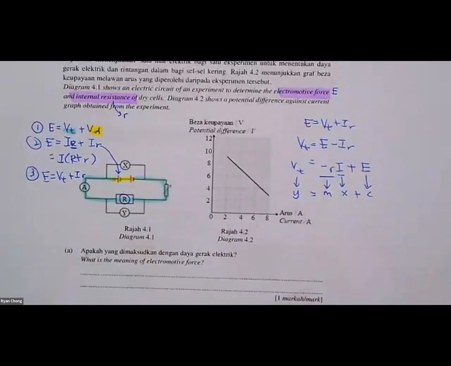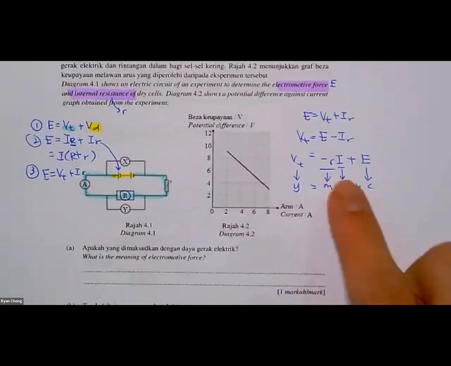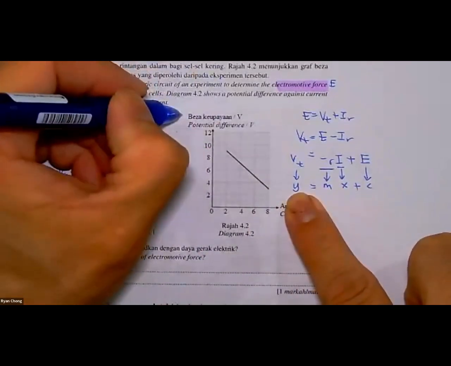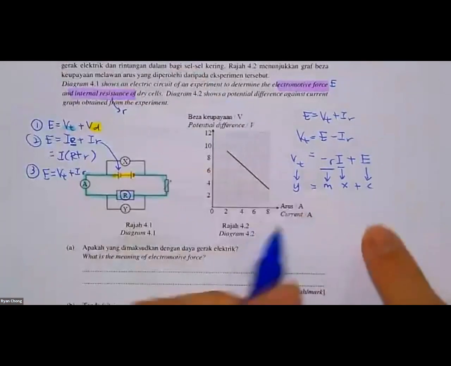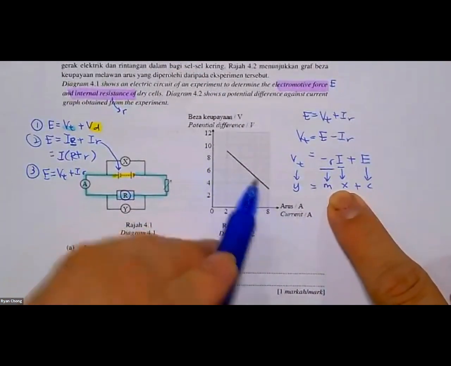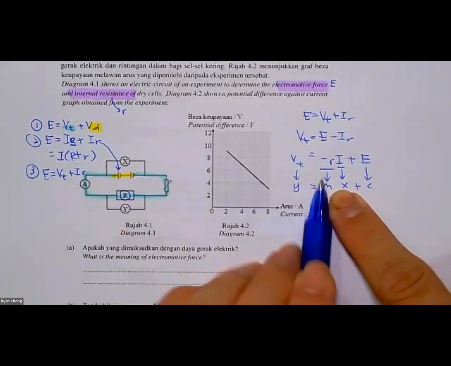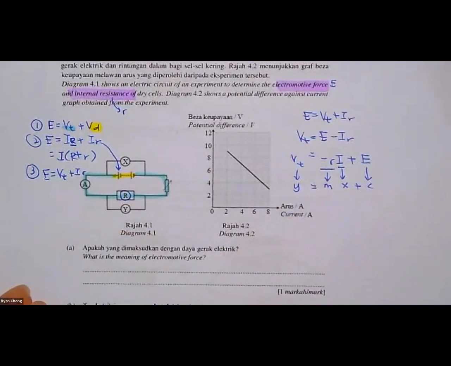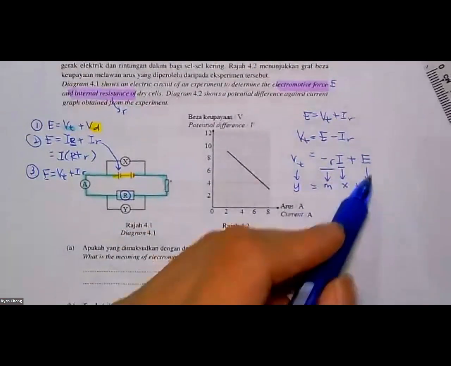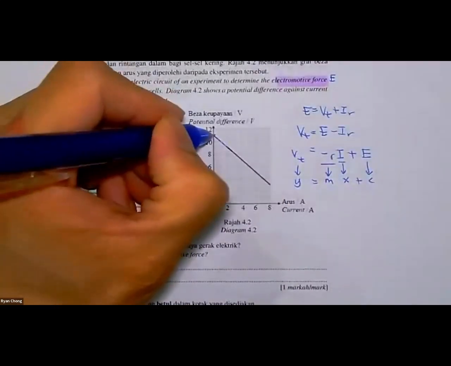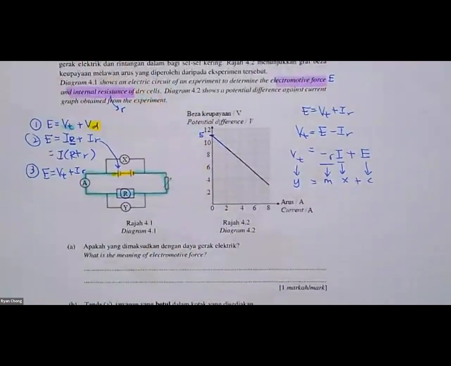So from here, you can get the relation between the graph and this. This is your VT, your y-axis, and your current, your x-axis. So the gradient of the graph is negative r, and you can get your internal resistance. How do you get your EMF? Simple. You just extend the line until it touches the point here. This is EMF. Okay, all right.